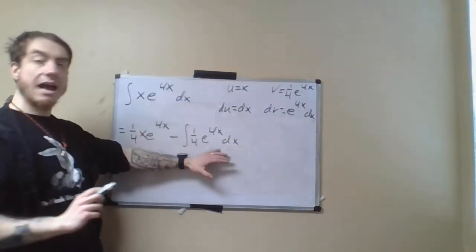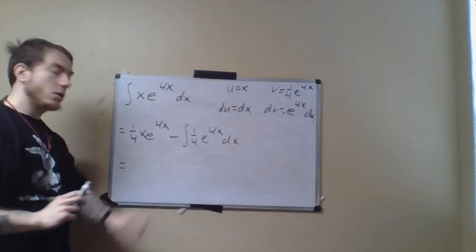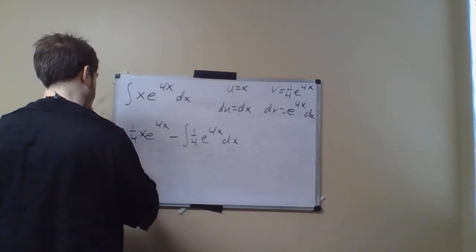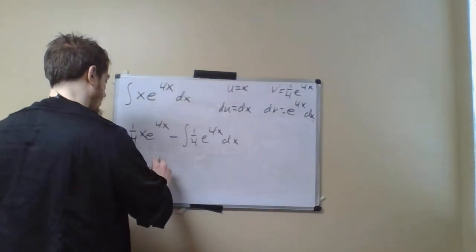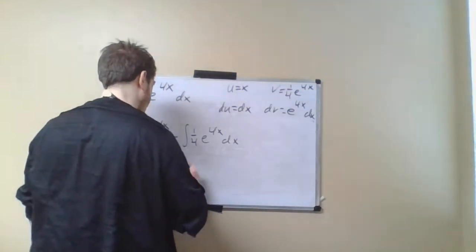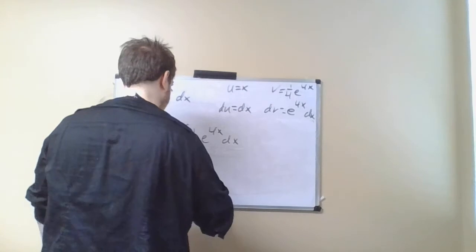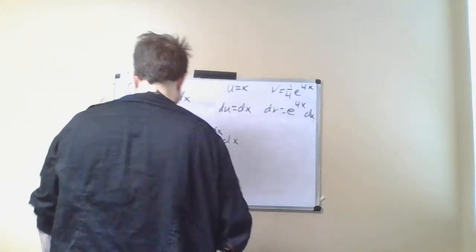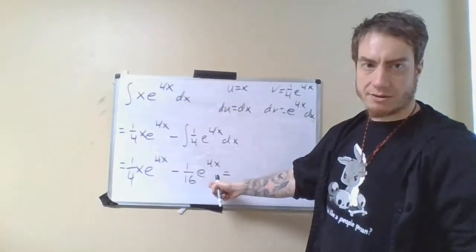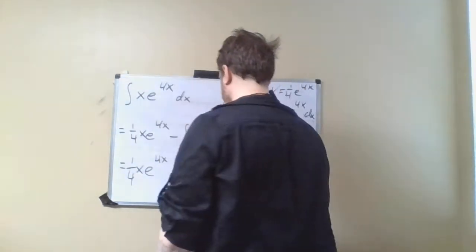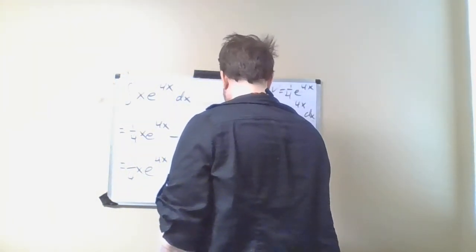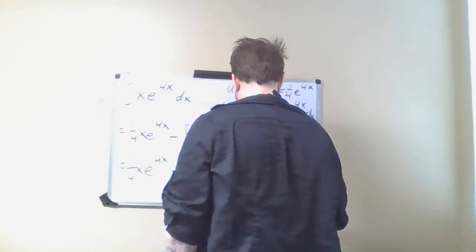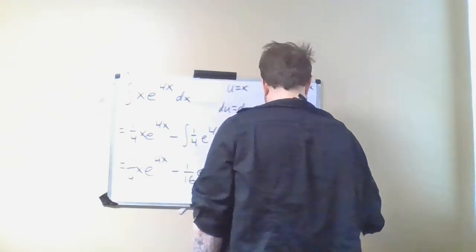Once again, I can now do this part of the problem without much difficulty. This is going to become, first I have this 1/4 x e to the 4x, and then I'm going to have minus 1/16 e to the 4x. I could also, if I wanted to, factor this e to the 4x and rewrite this as x over 4 minus 1/16 e to the 4x.